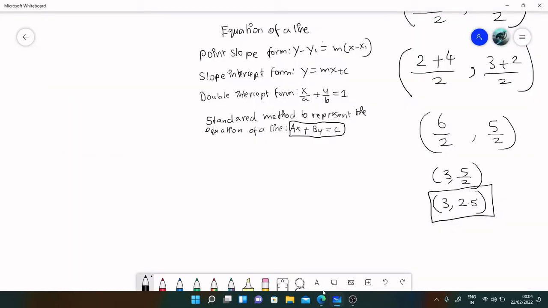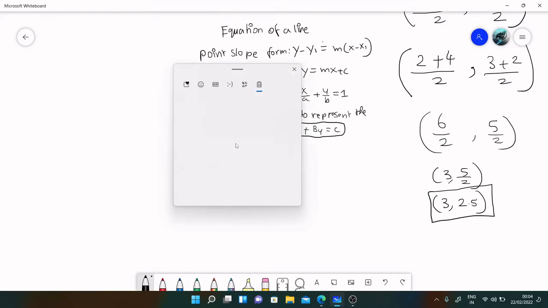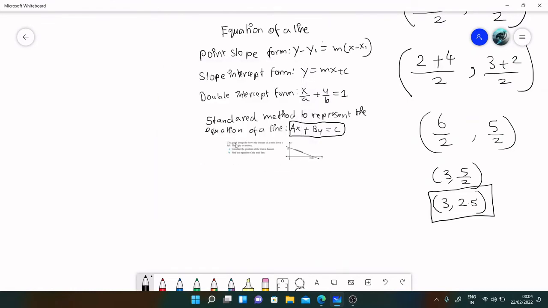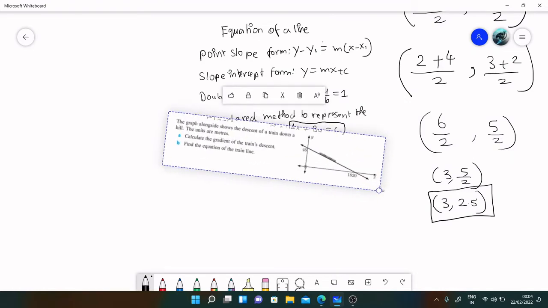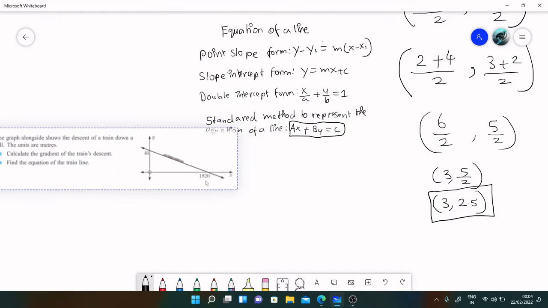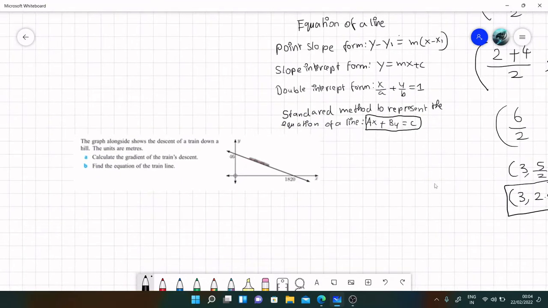Now that we saw that, let us learn to use this equation of a line through a question. Let us look at this. This is a fairly simple question, but it's going to give you a clear understanding of this concept.